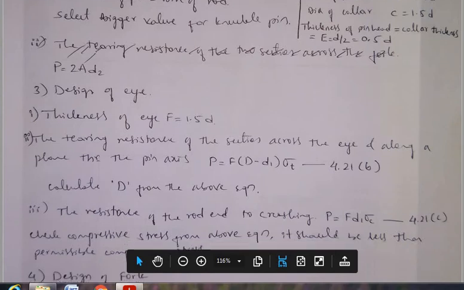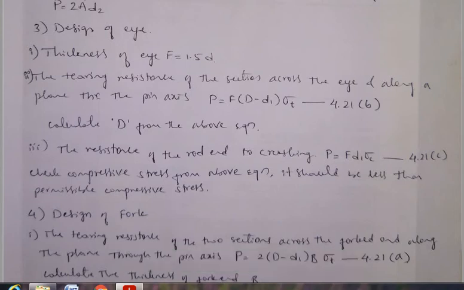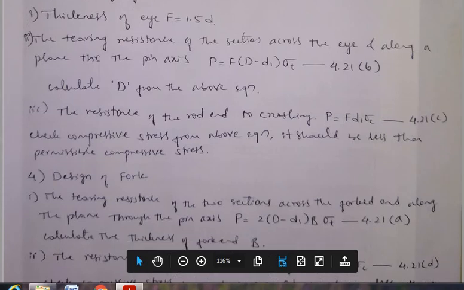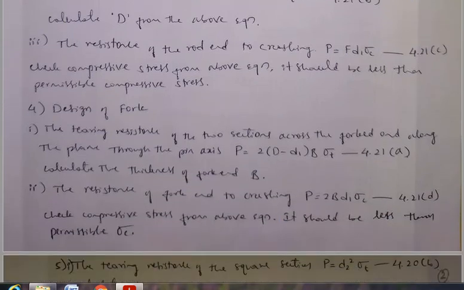And next we have equation number 4.21c, that is the resistance of the rod end to crushing, which is given by P is equal to F into d1 into sigma c. And here we are going to check the compressive stress from the above equation, and it should be less than the permissible compressive stress. So here we are going to find out the value of sigma c, which is compressive stress induced in the joint, and we have to check whether it is less than the permissible stress or not.